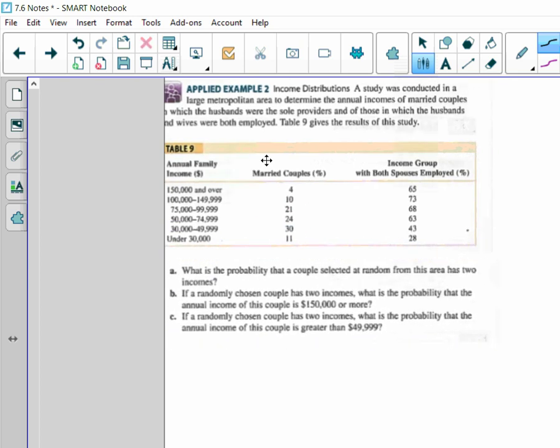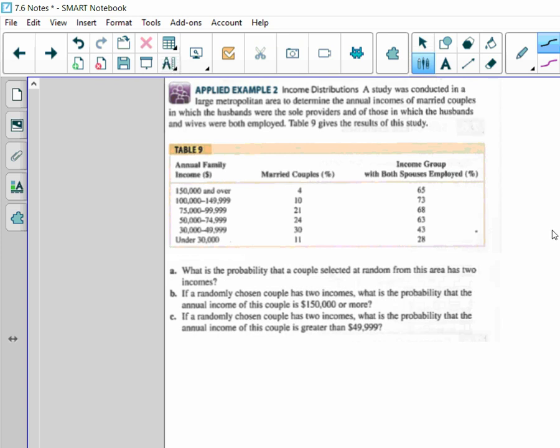But it says, income distributions. A study was conducted in a large metropolitan area to determine the annual incomes of married couples in which the husbands were sole providers of the house, and of those in which the husbands and wives were both employed. Table 9 gives the results. So this is the annual income in dollars. This is what percent of them were married. So notice $150,000 and over, only 4% of those people were married. And then of the married couples, this is what percent both people worked outside the home.